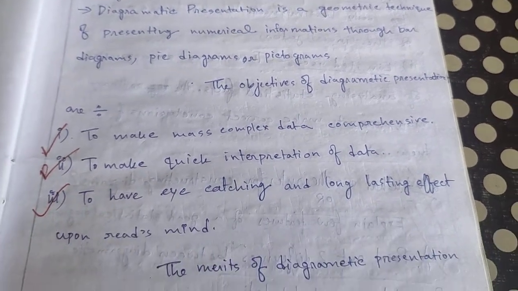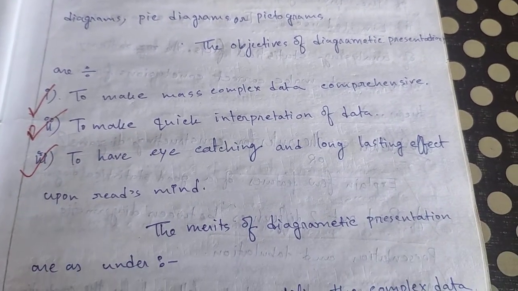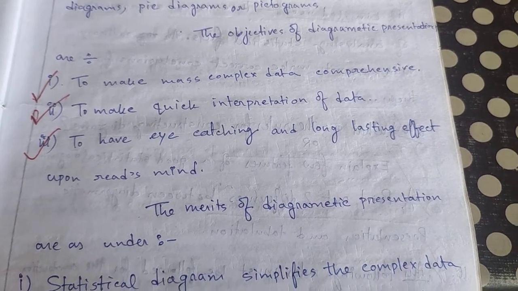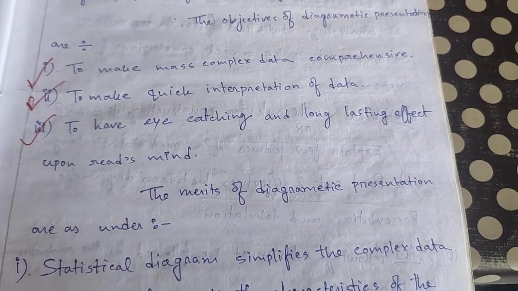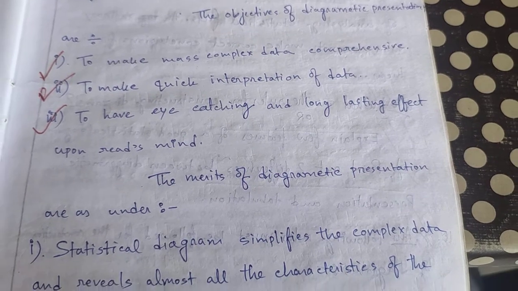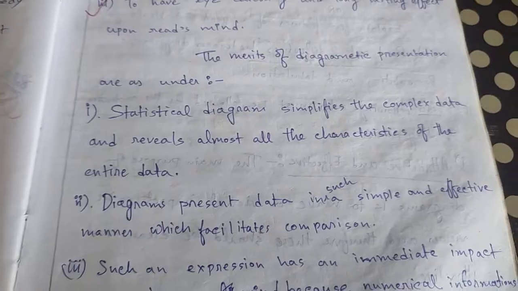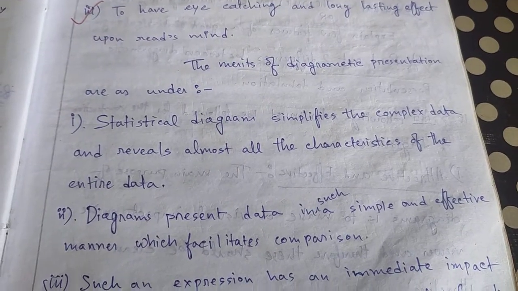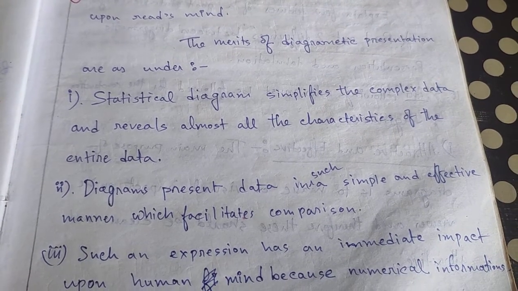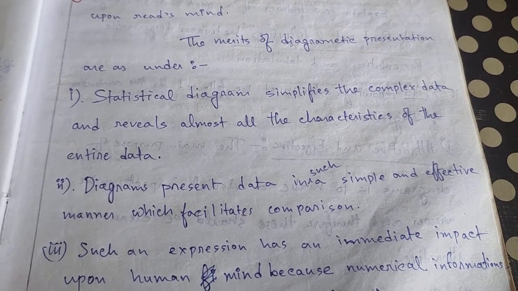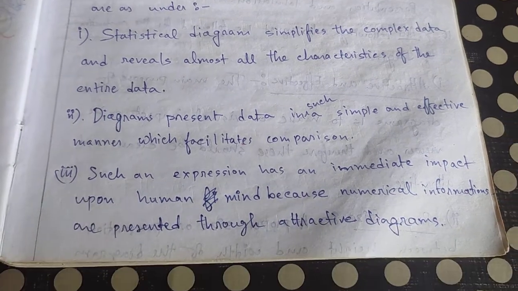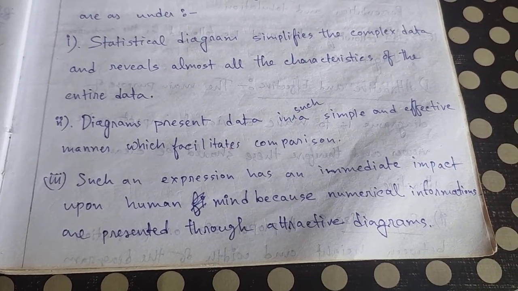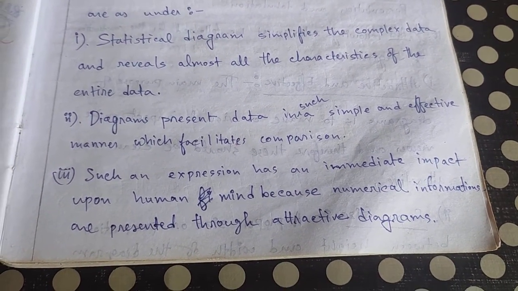First up, the objectives of diagrammatic presentation are. Number 1, to make mass complex data comprehensive. Number 2, to make quick interpretation of data. Number 3, to have eye-catching and long-lasting effect upon the reader's mind. এরপরে দেখো, the merits of diagrammatic presentation are as under. Number 1, statistical diagram simplifies the complex data and reveals almost all the characteristics of the entire data. Number 2 দেখো. Diagrams present data in such a simple and effective manner which facilitates comparison.